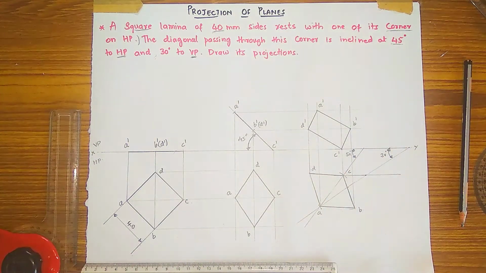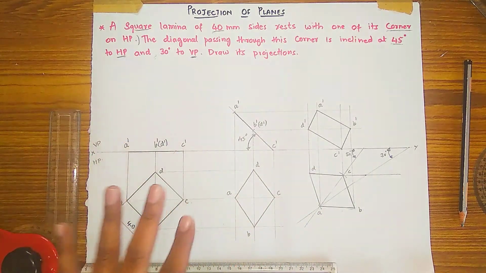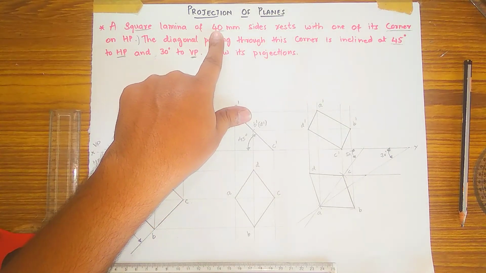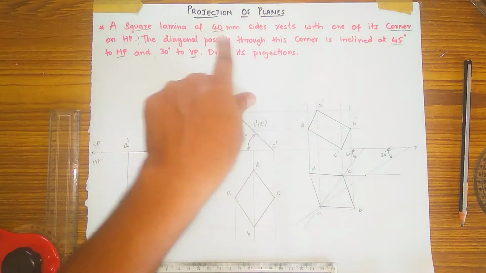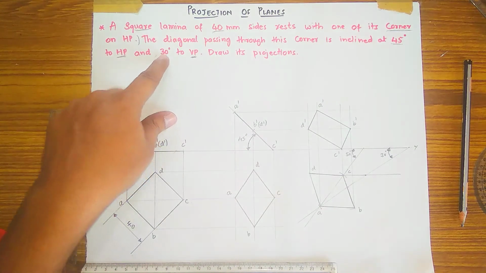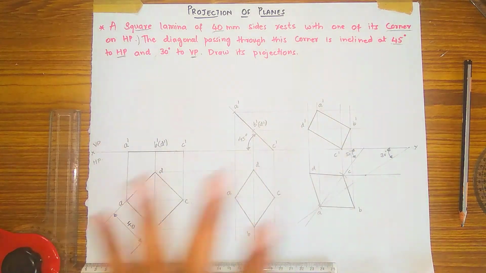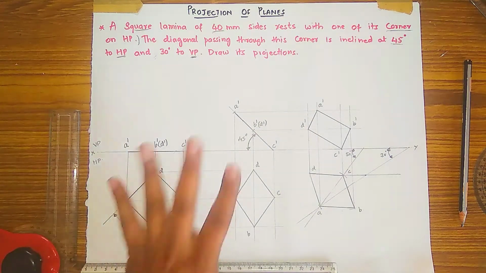Note that after completing your solution, many students forget to do the dimensioning of whatever is given in the question, like 40 mm, 45 degrees and 30 degrees. I have shown the 40 mm length, 45 degrees, 30 degrees. You have to show the dimensioning also in the problem.